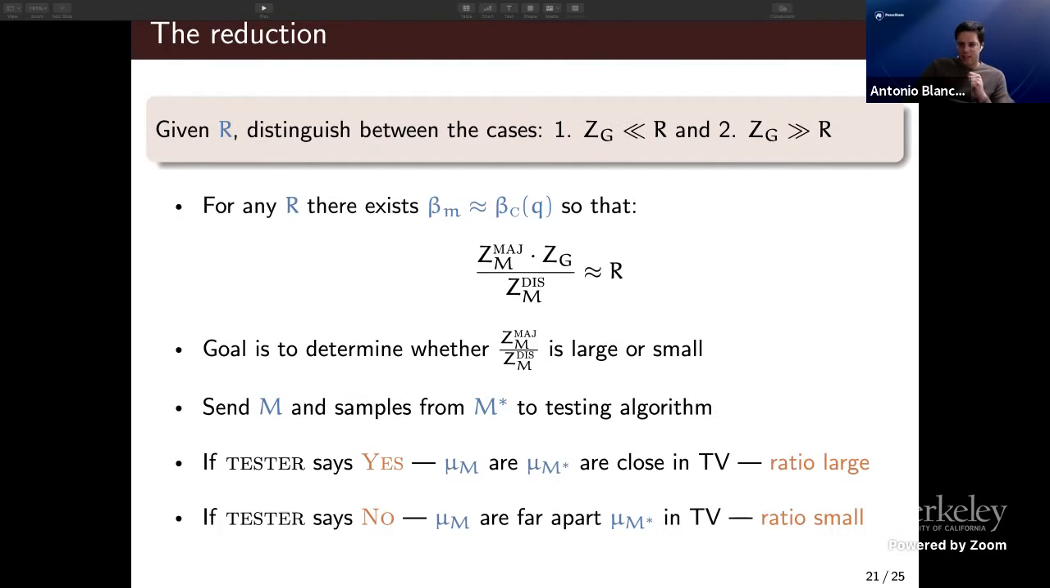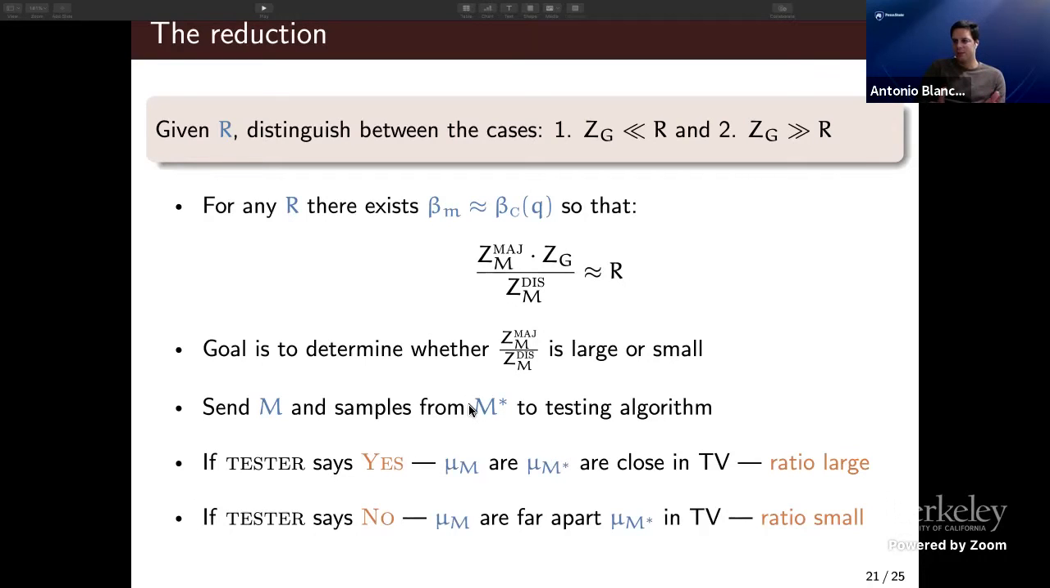So to finalize the reduction, remember that we only need to distinguish between these two cases: either the partition function is much smaller than a given threshold or much larger, and this reduces to checking whether this fraction here is small or large. What we do is send to the tester the visible model that we constructed and samples from the hidden model that we constructed. So the tester is going to give us two possible answers. It's going to say yes, in which case it means that it accepted the samples of the hidden model as samples from the visible one.